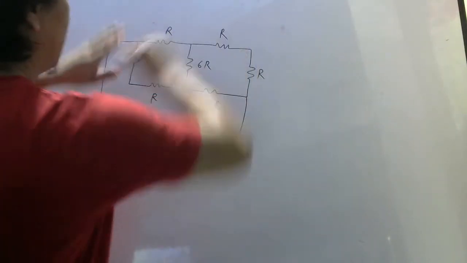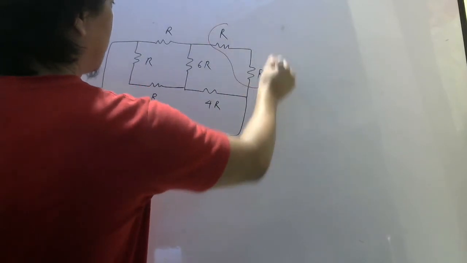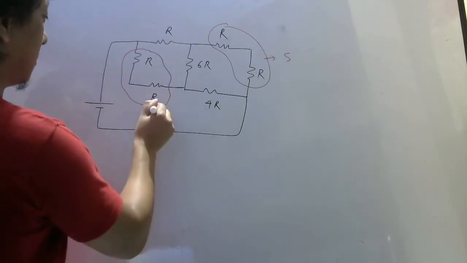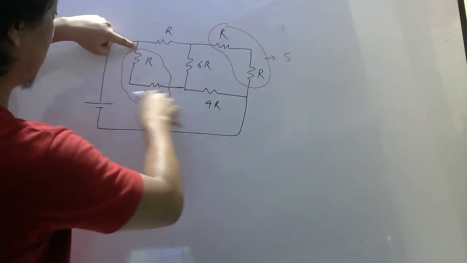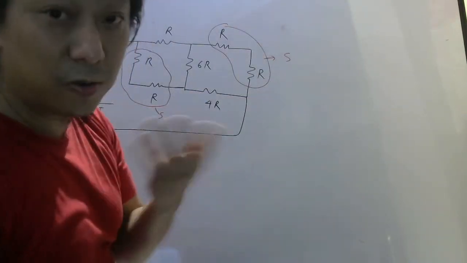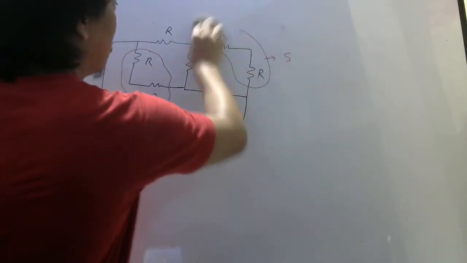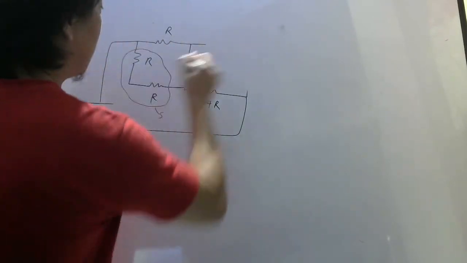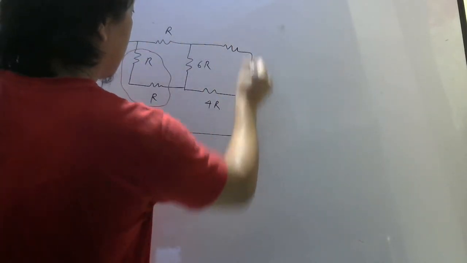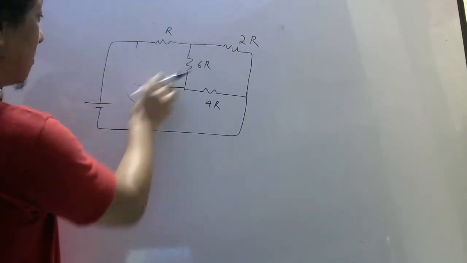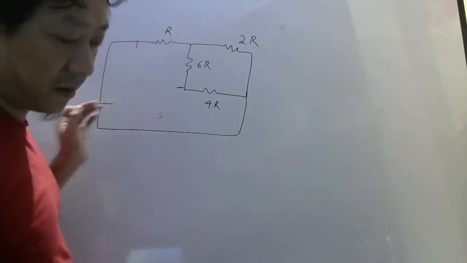So if you slightly turn this side, you can see these two are in series, and you can see these two are also in series, because between these two there is no junction, right? So R and R in series you can replace by 2R. So you can rub this one, and you can just put one single resistance 2R. Similarly here R and R is in series, so you can replace this by 2R.